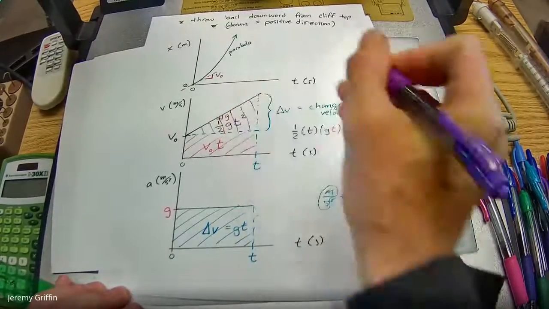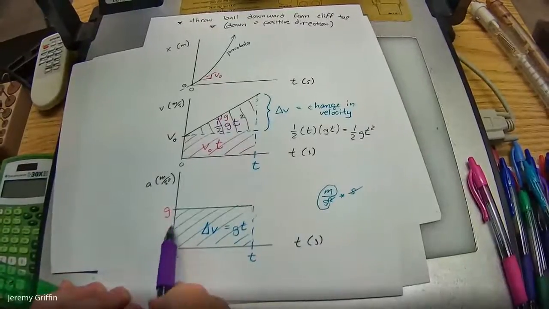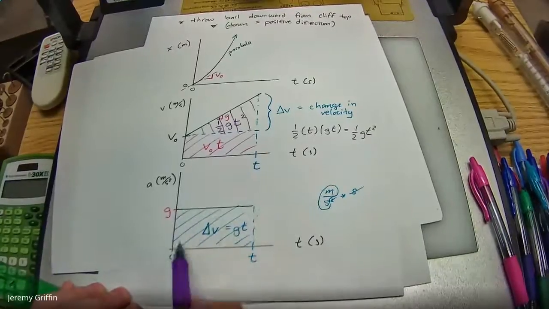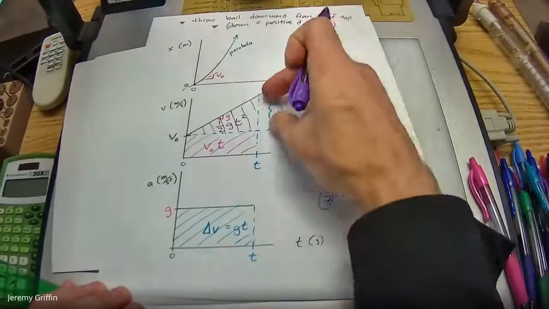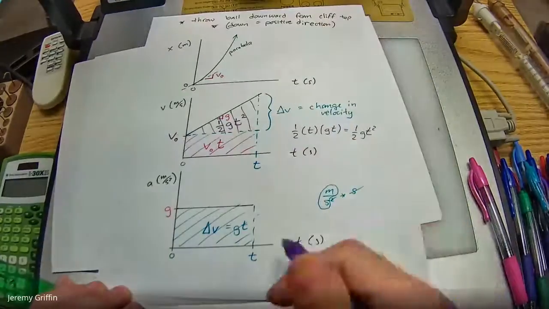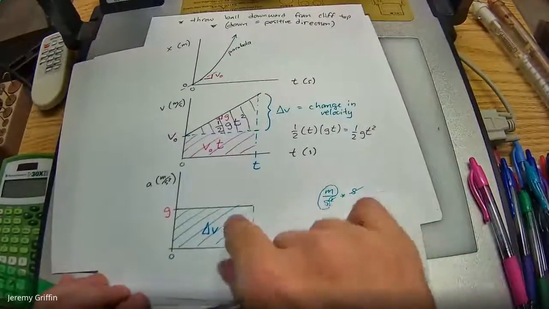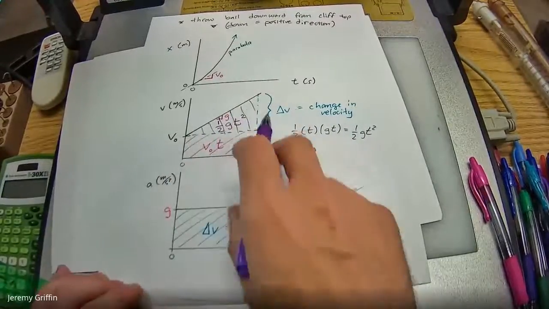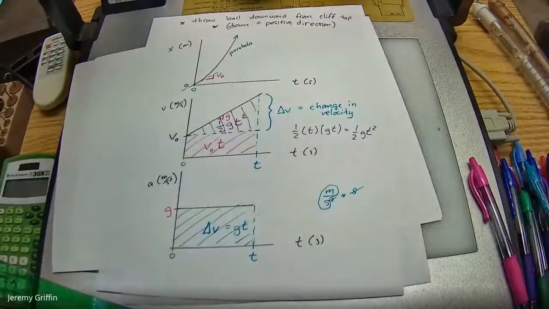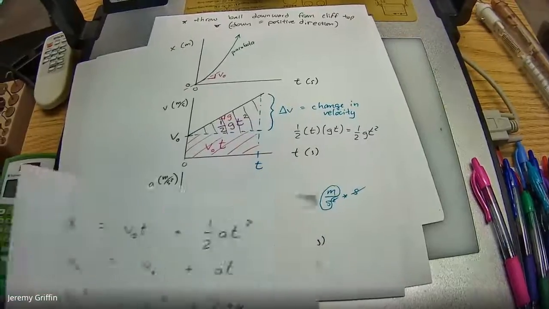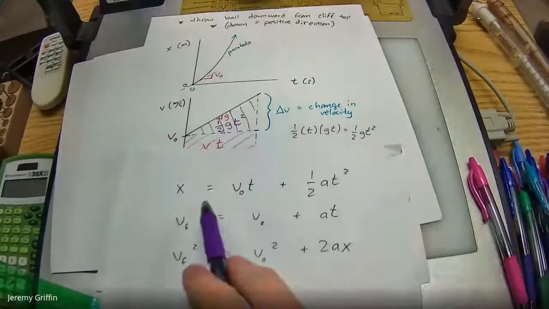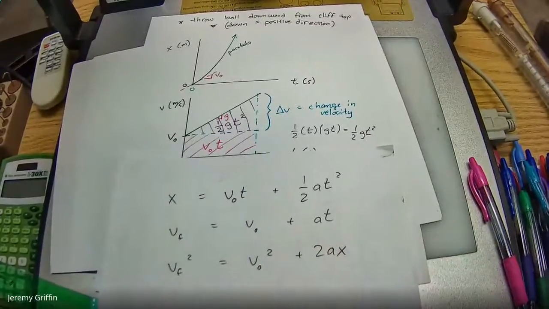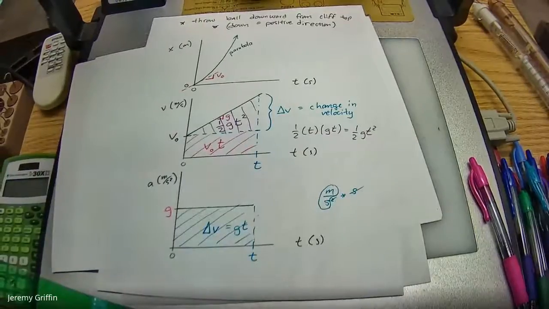Where'd you get the gt from? This right here, the area of this rectangle is base times height, right? g times t. Yes. That represents the acquired velocity, which represents the height of this triangle. Okay, I get it. Yeah, good question. So put it all together. You guys see a giant trapezoid underneath that v versus t curve? What is the total area of that trapezoid? v naught t plus 1/2 gt squared. That's exactly the first amigo.